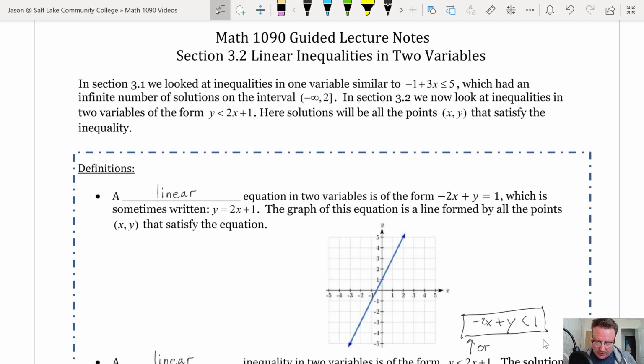A linear equation in two variables is of the form, well, we have an example here, negative 2x plus y equals 1, which is sometimes written y equals 2x plus 1. And the graph of this equation is going to be a line, the set of all points that satisfy the equation.